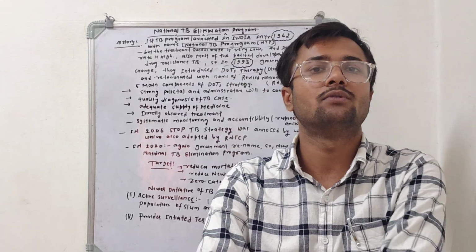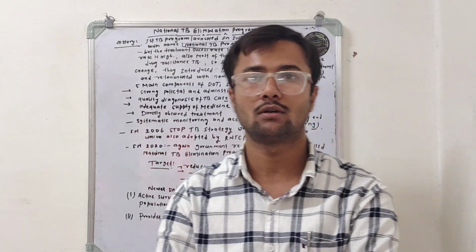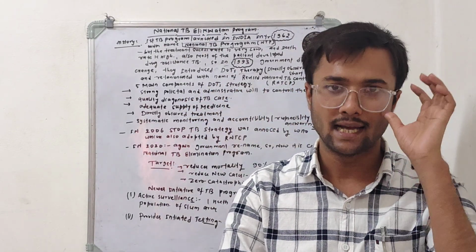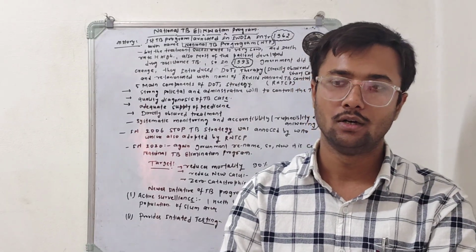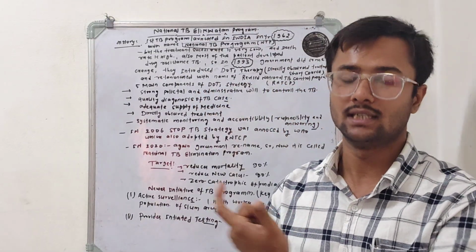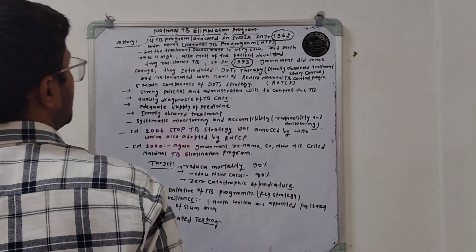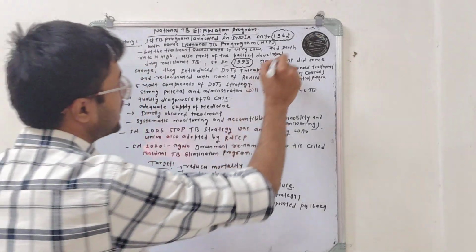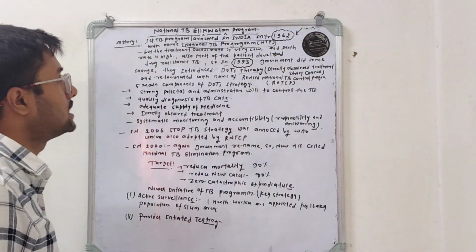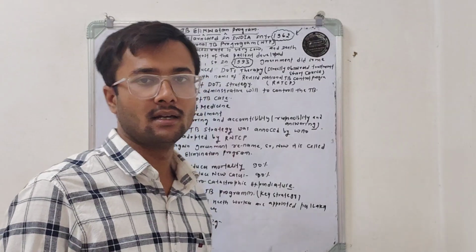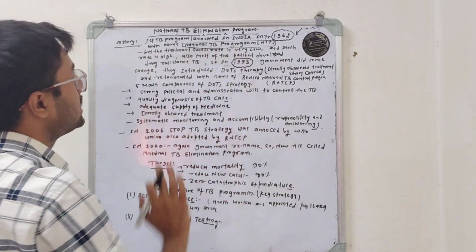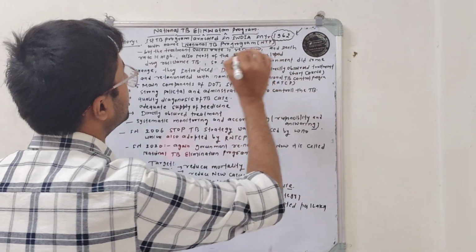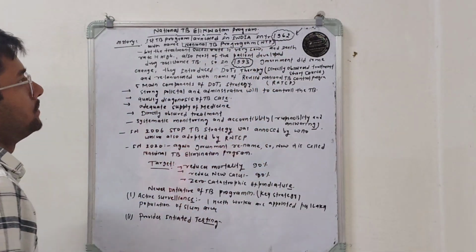In today's session, we are going to discuss a very important topic of community medicine, and the name of the topic is National TB Elimination Program. We start with its history. The first TB program was launched in India in the year 1962 with the name National TB Program, or the NTP.